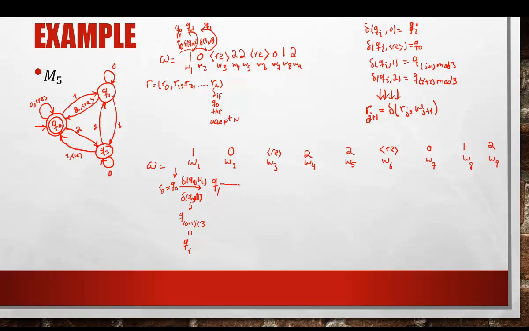Perfect. Now I'm going to go according to condition number 2 of my computation. I'm going to compute the delta of Q sub 1, comma, W2, which is 0. According to this, whenever you see Q sub i and 0, you stay in Q sub i, so it's going to stay in Q sub 1. Next, we're going to compute the delta of Q sub 1 and W3, which is delta of Q sub 1, comma, reset. Whenever you see reset, you go back to Q sub 0, so this is equal to Q sub 0.